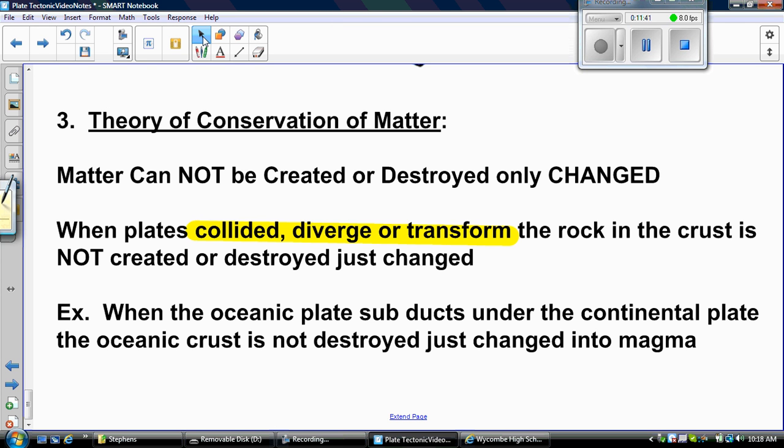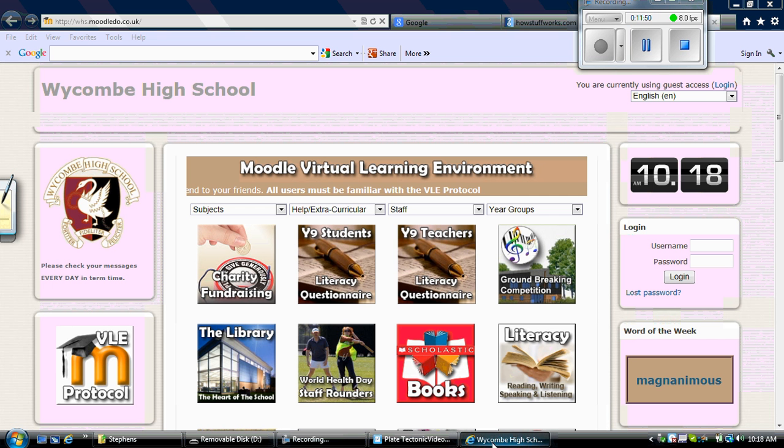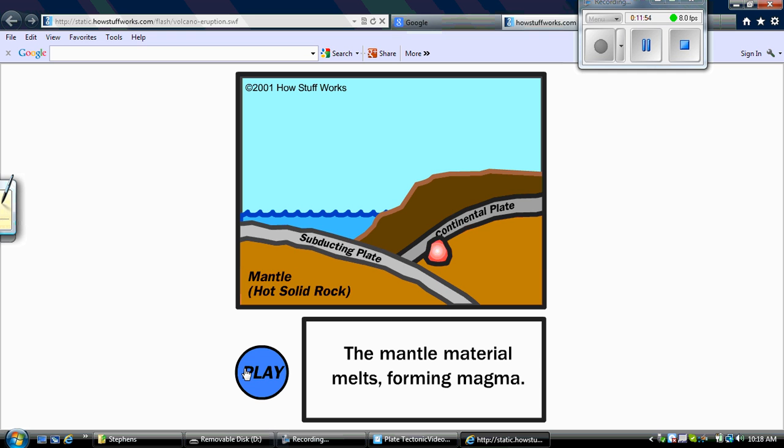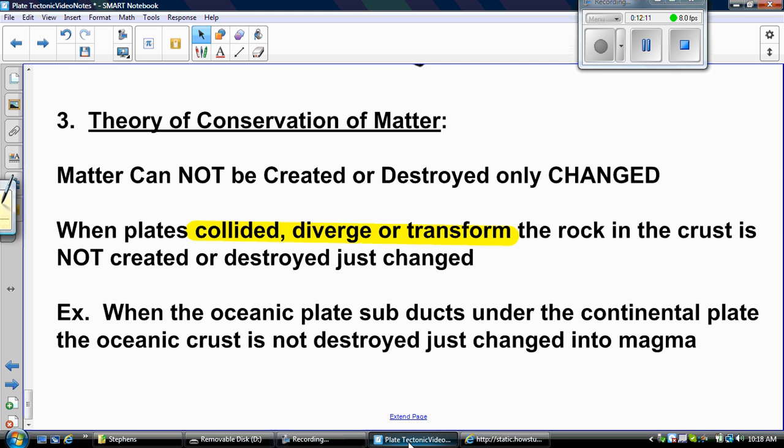Okay, so for example, when the oceanic plate subducts underneath the continental plate, the oceanic crust is not destroyed, it's just changed into magma. So if we look back over here, when the oceanic plate starts to subduct, the material in the oceanic plate starts to melt. So it just goes from a rock back into magma. So we're not destroying matter, all we're doing is changing it from a solid to a liquid. So plate tectonics also supports our theory of conservation of matter.